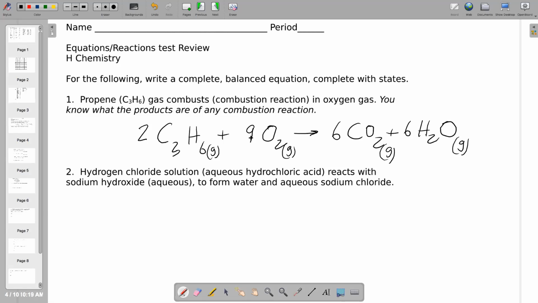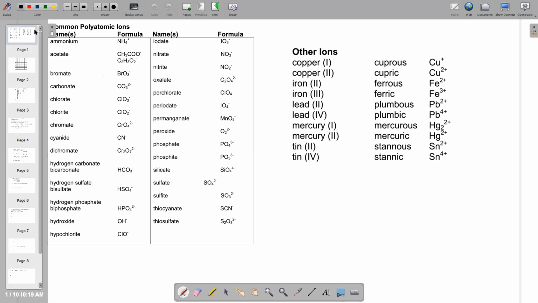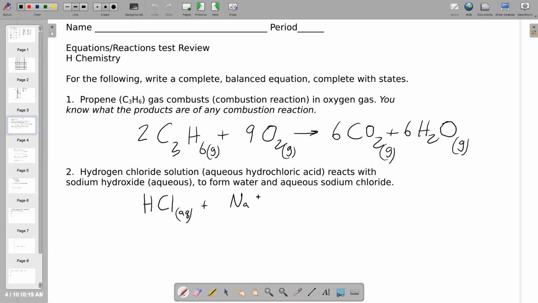All right, hydrogen chloride solution. Hydrogen chloride is a gas. When it's in solution, it makes hydrochloric acid. So hydrogen chloride solution is actually hydrochloric acid, HCl, aqueous, reacts with sodium hydroxide, sodium and then the hydroxide anion. I got an ion chart here somewhere. Hydroxide is right here. Hydroxide is OH minus. So NaOH. Sodium has a charge of 1. Hydroxide has a charge of 1.